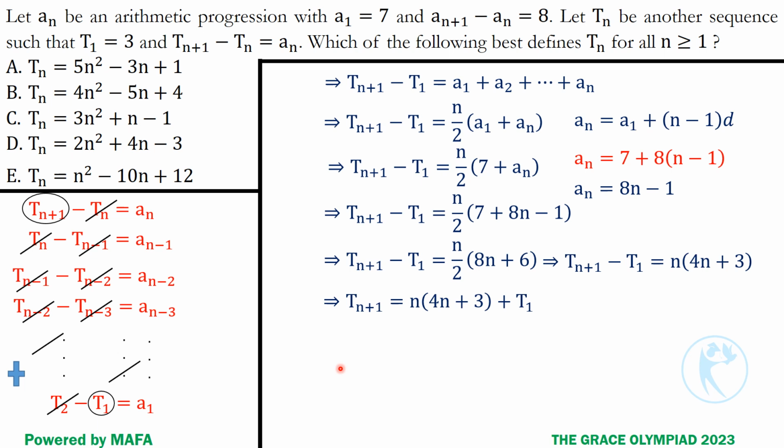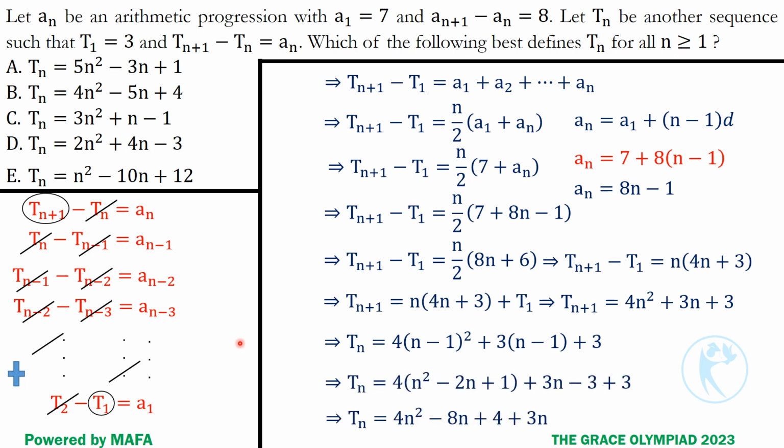Remember, we need t of n, so we need to add t1 on both sides of the equation. But our t1 is 3, so if we expand this, we get 4n squared plus 3n plus t1, but our t1 is 3. So it means that the n plus 1 term of t is 4n squared plus 3n plus 3. But we need the n term, so we need to take one step behind. So in the place of n, I replace it with n minus 1, that's taking one step behind. So with that, I can expand, and then I group like terms together, and at the end I get my sequence t of n to be 4n squared minus 5n plus 4. This is a quadratic sequence, and option B is correct.